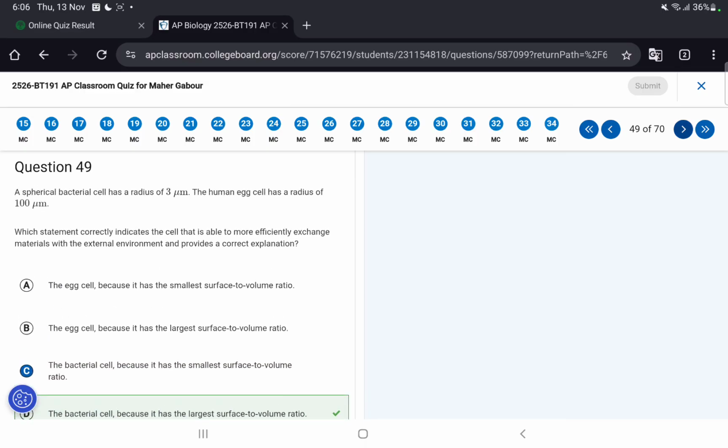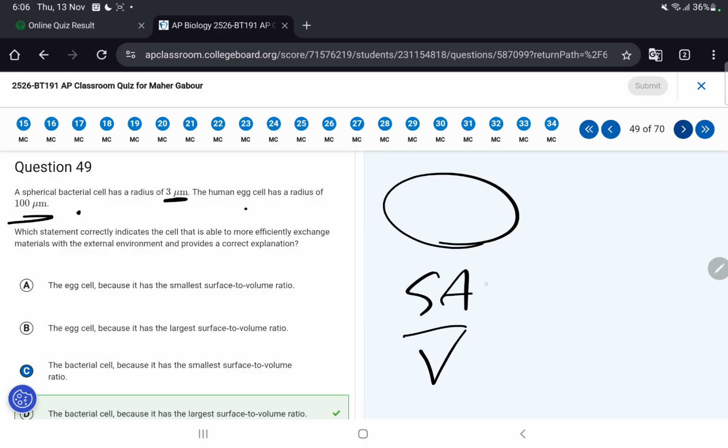Which statement correctly indicates the cell that is able to more efficiently exchange materials with the external environment? So they told us that it's a spherical bacterial cell, so it's a sphere. We're talking about a sphere here. They gave us the radiuses of both the bacterial cell and the human egg cell. What they want us to do is see which one is more efficient. So we have to find the surface area to volume ratio. We have to divide the surface area by the volume.